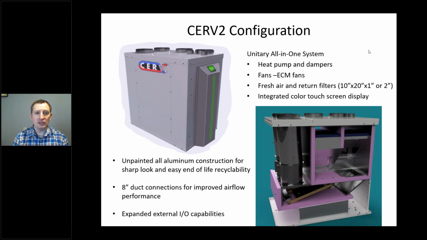And then the housing is unpainted aluminum and 8-inch duct connections on the unit, just keeping big passageways through the unit to reduce the fan power, any noise associated with that. That's the reason for these larger duct connections. And then the CERV2 has expanded external input-output capabilities, and we'll go over some of that as well.